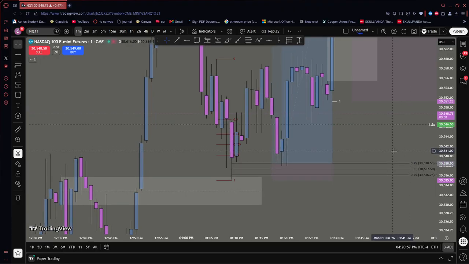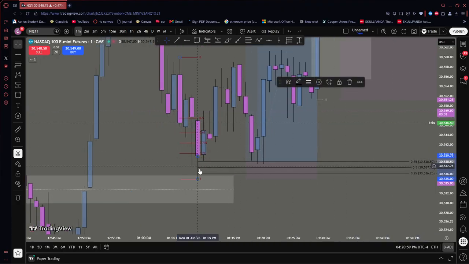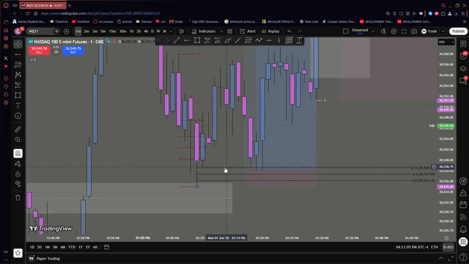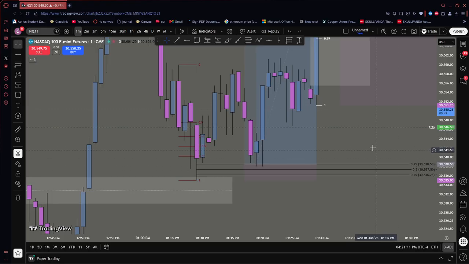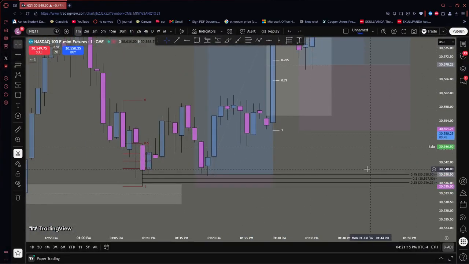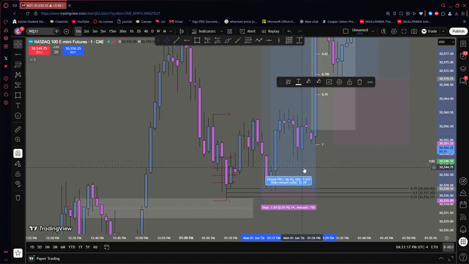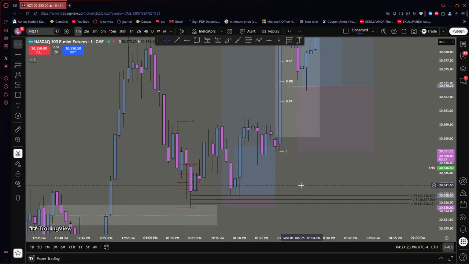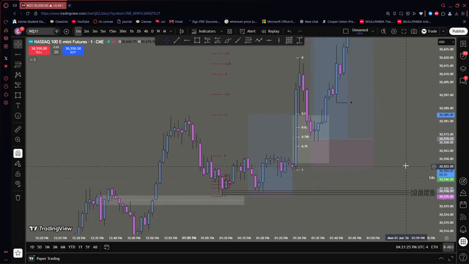I don't think anyone else does this, but this is the quadrants of a PD array, which means you mark the quadrants of it. And I usually enter on the first quadrant, which is the 0.75. So the first quadrant of the PD array usually gets tapped into a lot more often. So this is another A plus entry, 3-point stop loss. Even if you're like, dude, this is literally no risk. This is the stuff that I do.